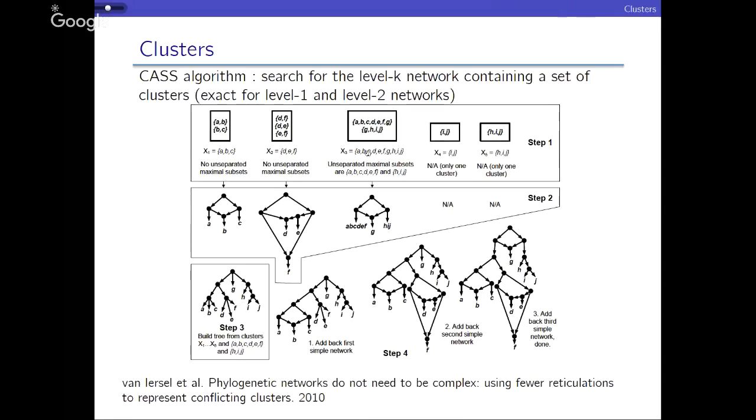With all this set of clusters, we construct what we call a backbone tree. And on this backbone tree, we glue back together the small networks that we constructed previously, one after the other. And we get a network that contains and displays, in the software sense, all the clusters that we gave in the input, and has a maximum level k.